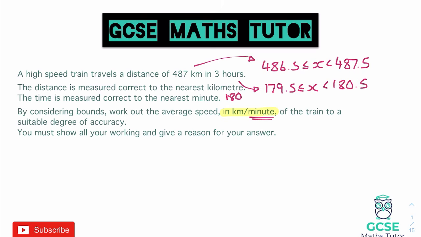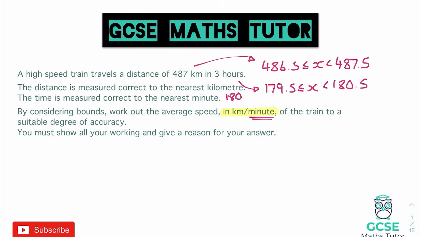So if we had been asked to write that in kilometres per hour, we wouldn't have got very nice answers there. And you can obviously just test that out by dividing them by 60. You'll see you don't get very nice numbers. But if we did have to do it in kilometres per hour, that would be fine. You just have to use those numbers. As we've got this in kilometres per minute, this is going to be a lot nicer.